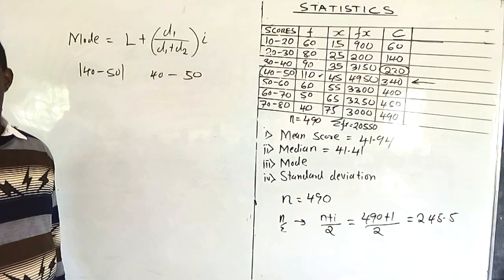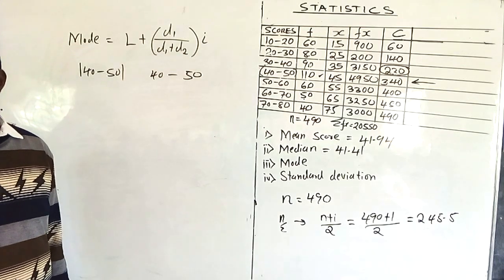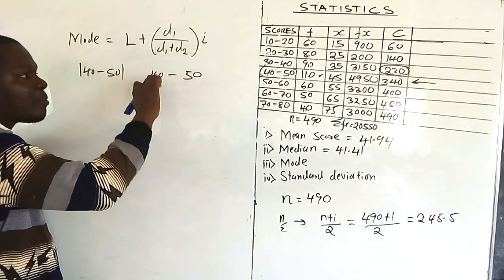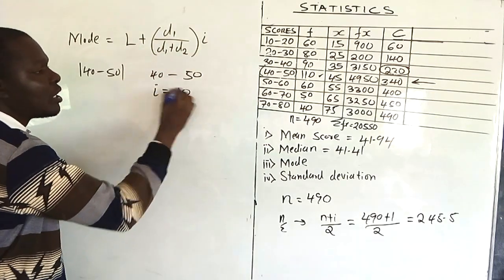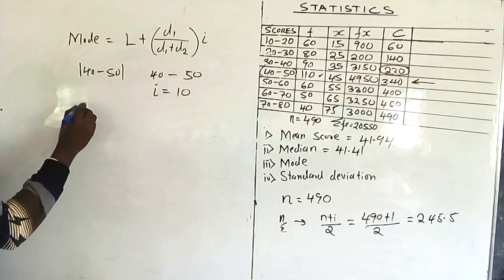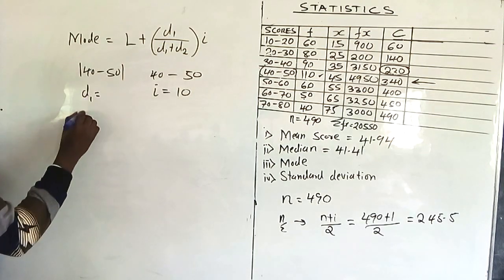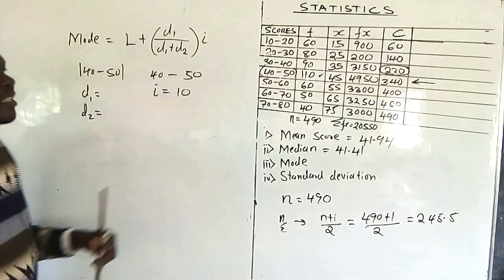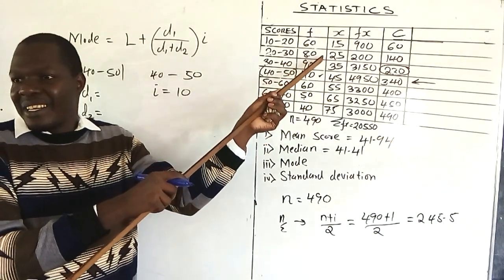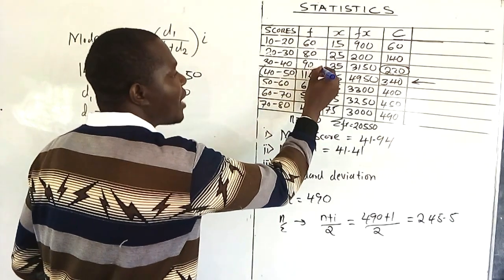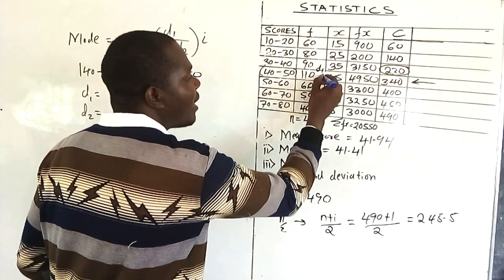So the class boundaries are the same as class limits, isn't it? So in that order, upper class limit minus lower class limit, you get the class interval, isn't it? Which is 10. Then now what you are getting is the D1 and the D2. D1 is the frequency of the model class minus the frequency above it, isn't it? Are you seeing that? Because here is where we have the D1 and the D2.